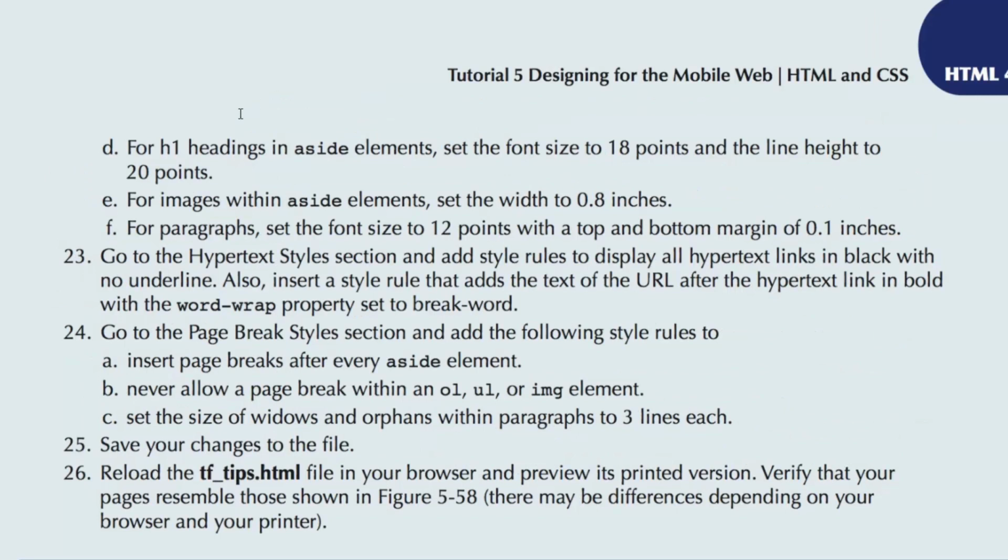And then on the next page here for heading 1, for the H1 in the aside elements, we're going to set the font size to 18 points, line height of 20. For the images within the aside elements, we're setting the width to 0.8 inches. And for the paragraphs, we're setting the font size to 12 points with a top and bottom margin of 0.1 inch.